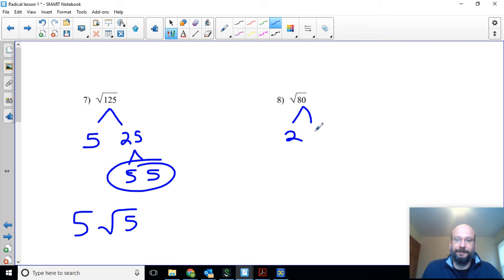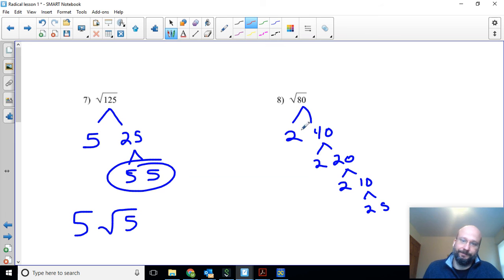So 80. The 2 numbers that multiply to equal 80 are 2 and 40. And then 2 and 20 is 40. 2 and 10 is 20. 2 and 5 is 10. And then I circle my pairs.